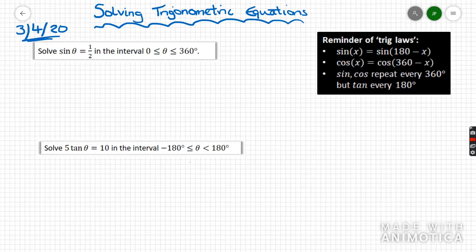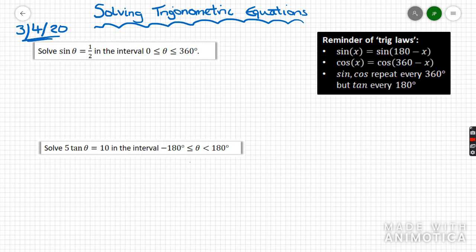Trigonometric equations. This is going to be our trig laws that we looked at last lesson, or we found last lesson. The fact that sine x is equal to sine of 180 minus x, cos x is equal to cos of 360 minus x, and that sine and cos repeat every 360 degrees, but tan every 180. That's going to be really important.